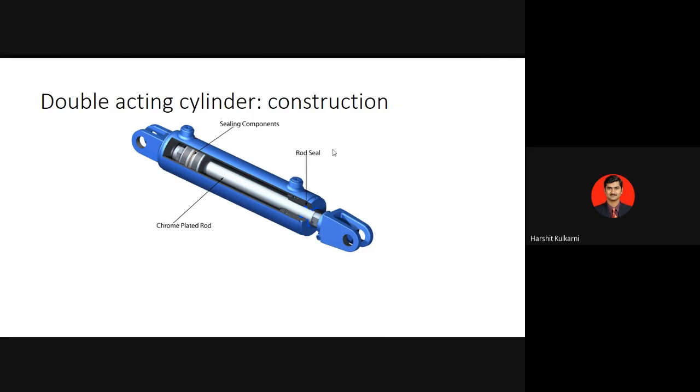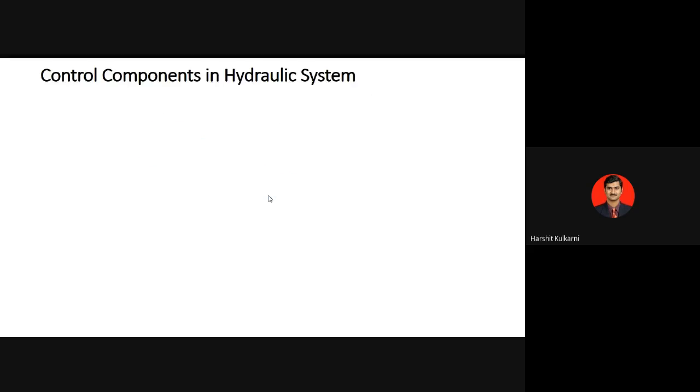If you see how the cylinder looks, if you see the construction, this is how it will look. You have the seal and the sealing components, because sealing is very important in any hydraulic system. There should not be any leakage. If there is a leakage, then the energy or the power is lost. So you have these different elements of the double acting cylinder.